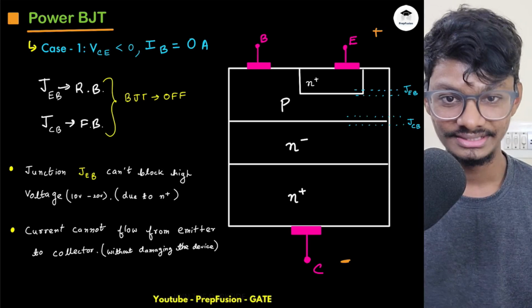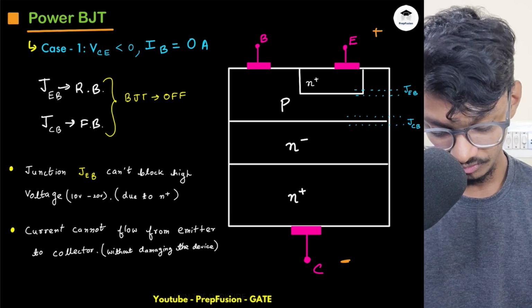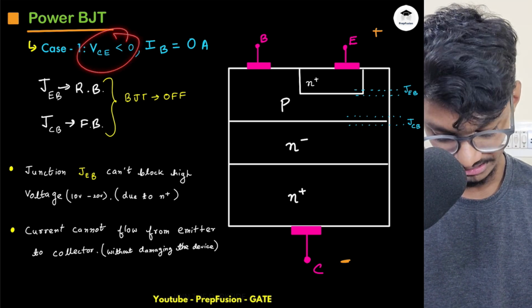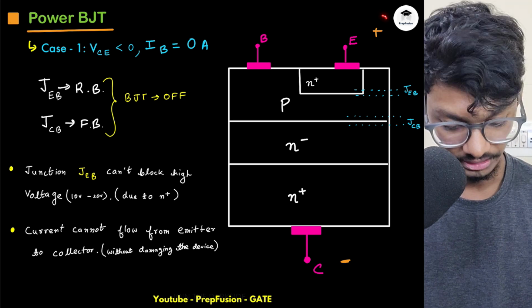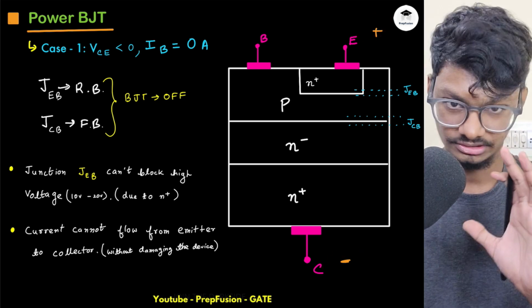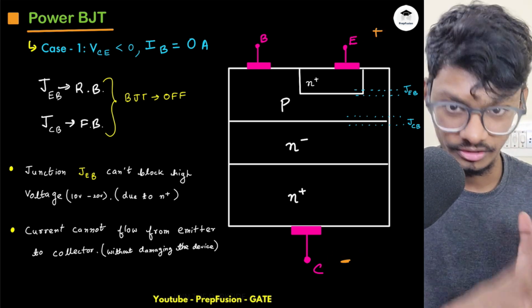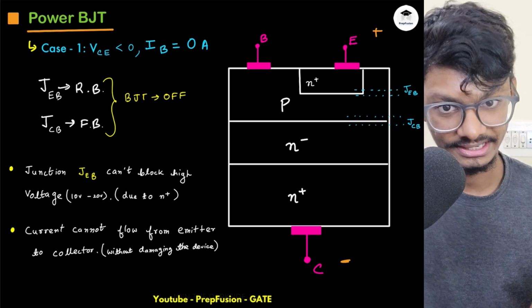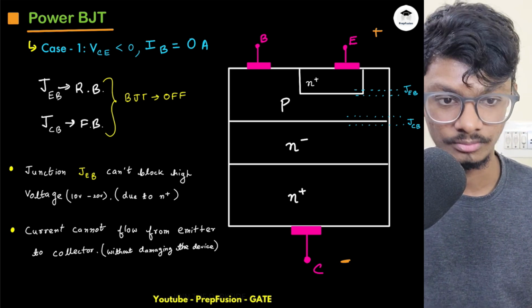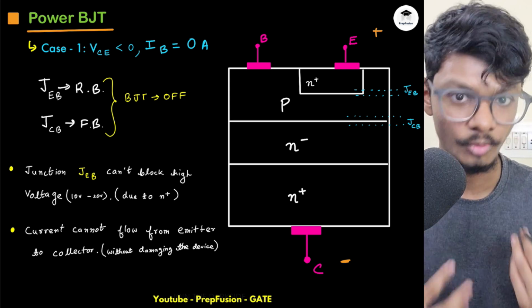So in this case, what is happening? Here what you observe is that VCE is less than 0. I have assumed the terminals like this. I will just give an intuitive analysis here, not the exact analysis. For exact analysis you can go through the books and refer to those things. Those are not important here.